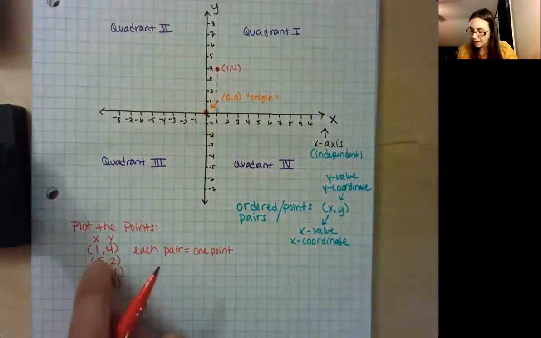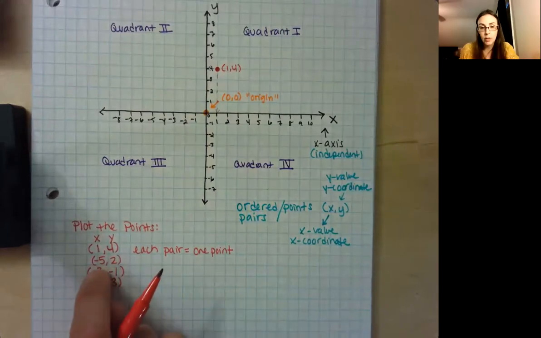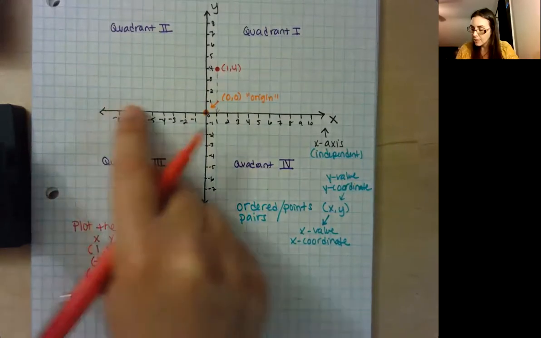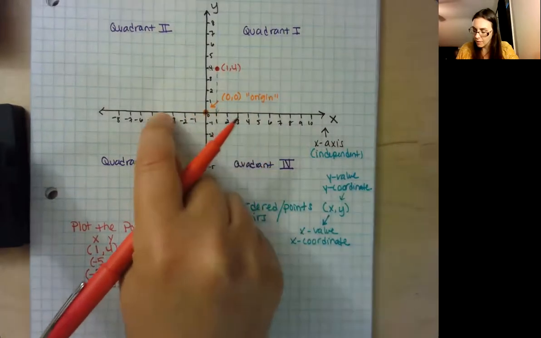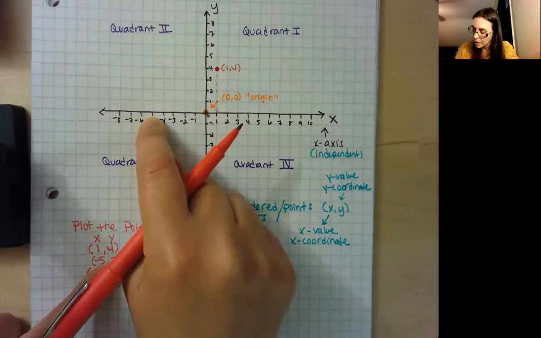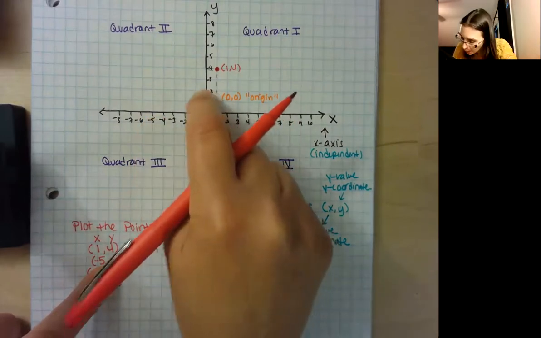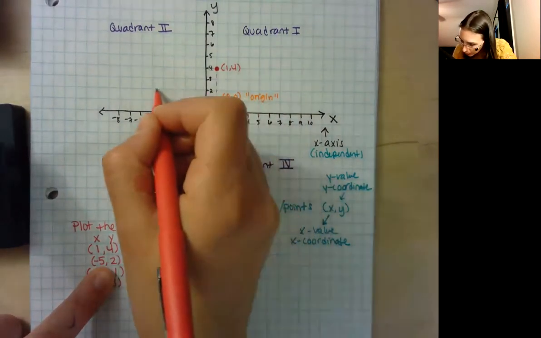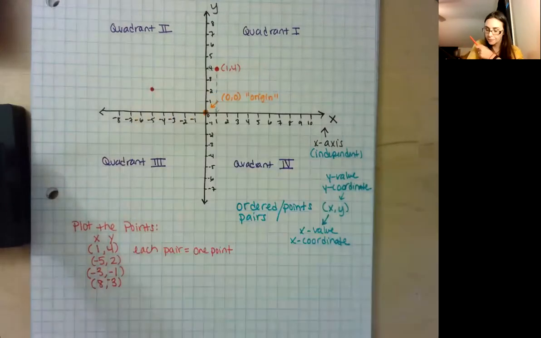Now let's do -5, 2. Again, the x value is first. So you're going to go back to your x-axis. We're going to find -5, which is on the left. And then our y value is 2. So 2 is positive, so it's going to be up here. And again, I'm going to draw that point where those two values intersect.